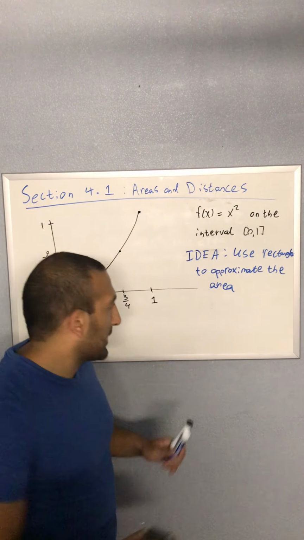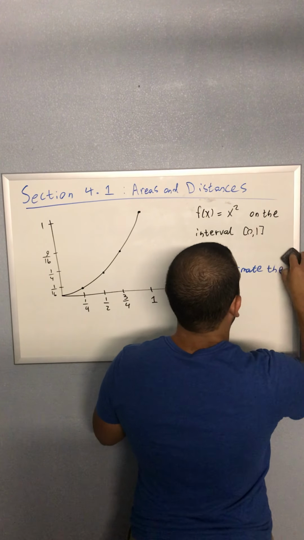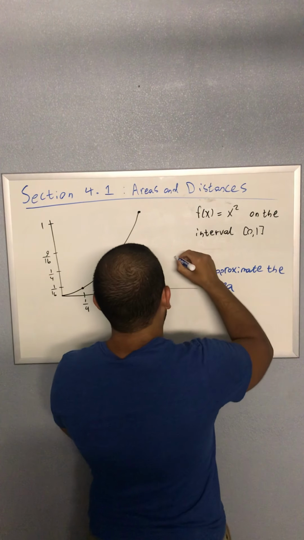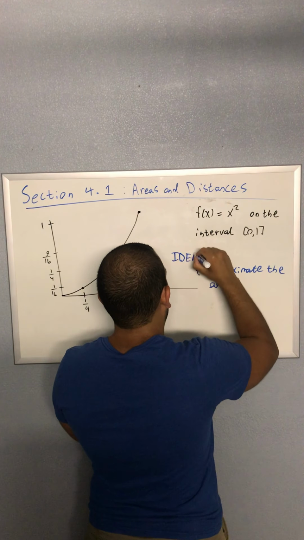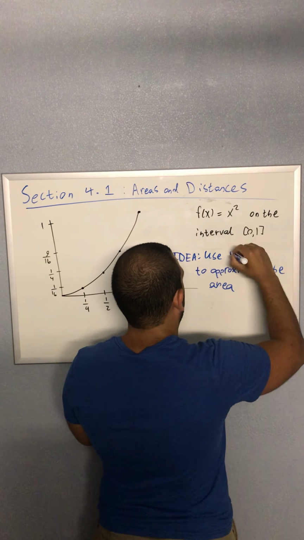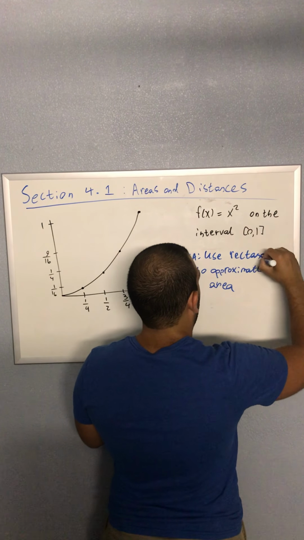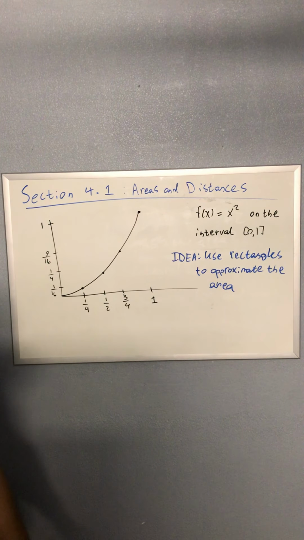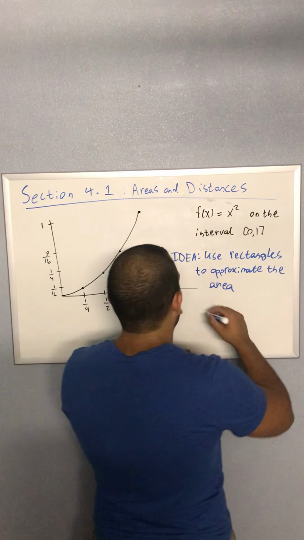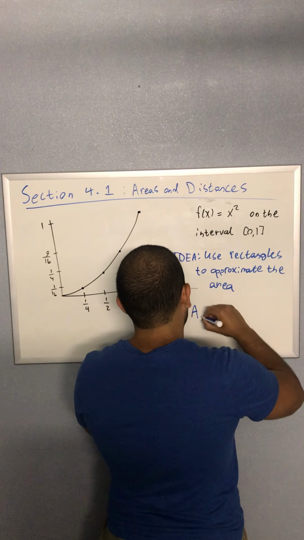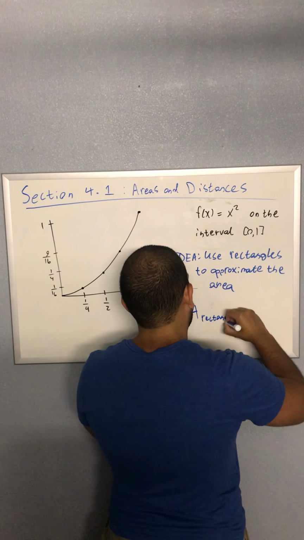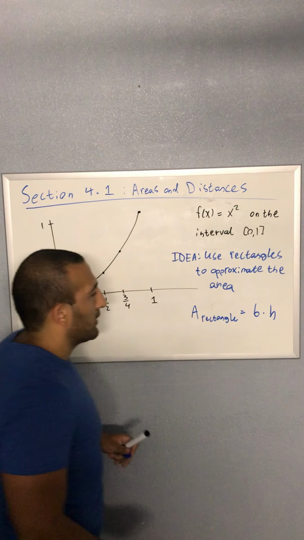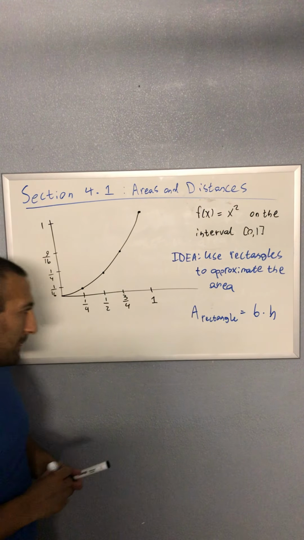And you probably cannot even read the fact that this says rectangles at this point. Let me rewrite this. Okay, and now if we're going to use rectangles, let's recall what the area of a rectangle is. The area of a rectangle is base times height. So you multiply the base of it times the height of it.